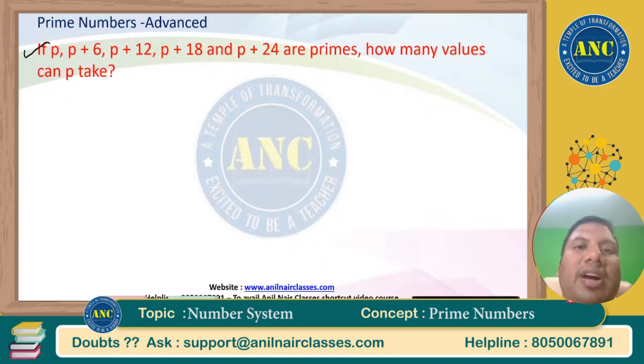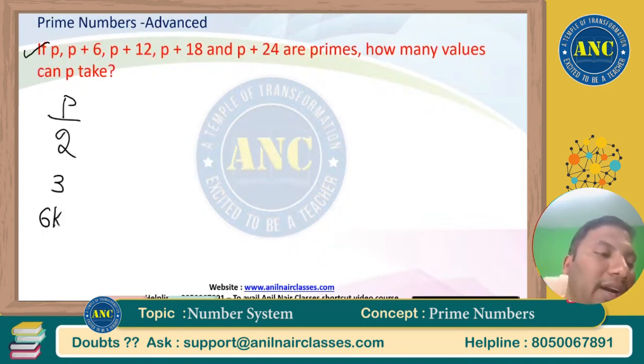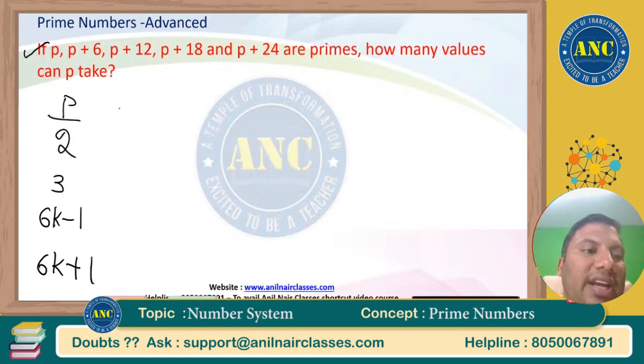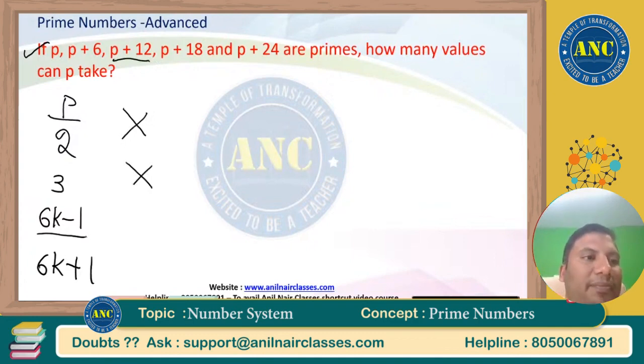This model we covered. This model also we covered. P can take 2, P can take 3, or any prime number greater than 3, which is 6k minus 1 or 6k plus 1. Directly, 2 plus 6 is 8, so this is not giving. 3 plus 12 is 15, it is not giving. 6k minus 1.